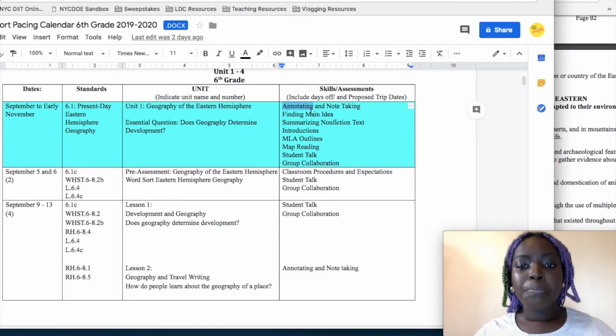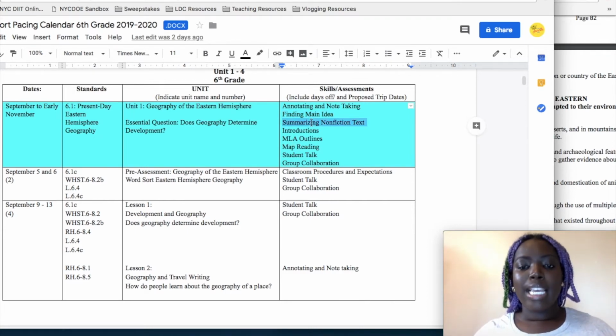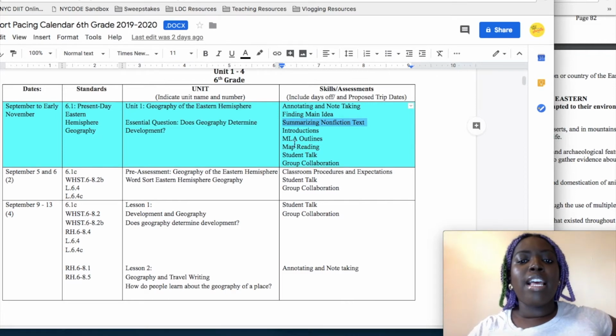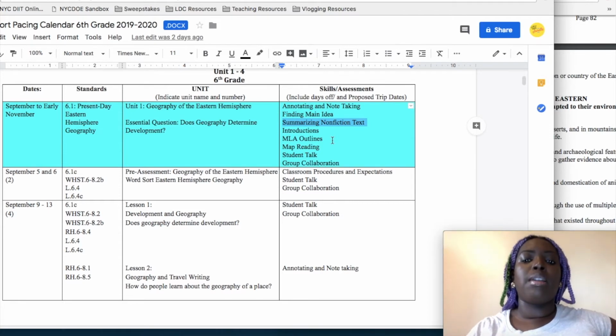Finding main ideas, that's a 6th grade skill. 6th graders do that in 6th grade ELA. So I'm going to have them doing it in social studies. Summarizing nonfiction texts, again, they might be doing it in ELA, but they're going to be doing it in social studies. And I really want them to hone that skill in. Introductions, the MLA outline. If you want to know more about my MLA outline, continue to follow this channel, and I'll give more information. Map reading, it is a geography class.